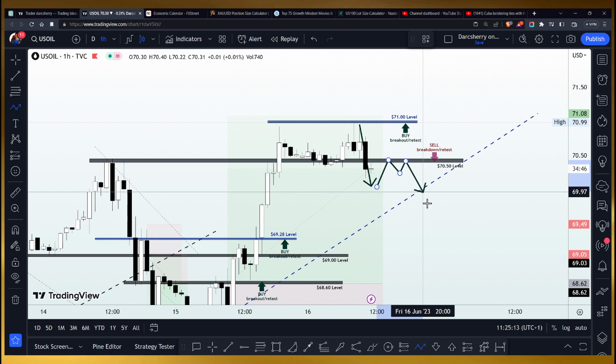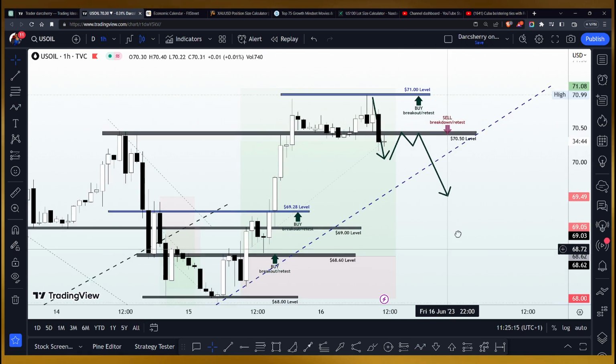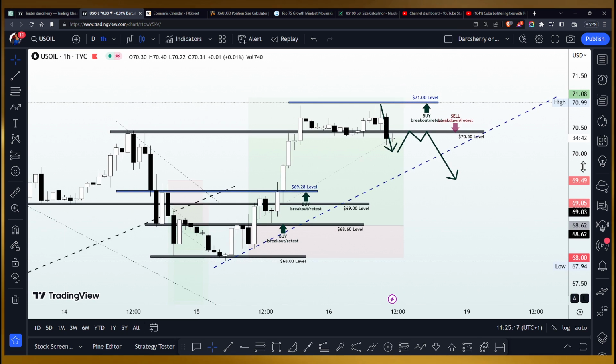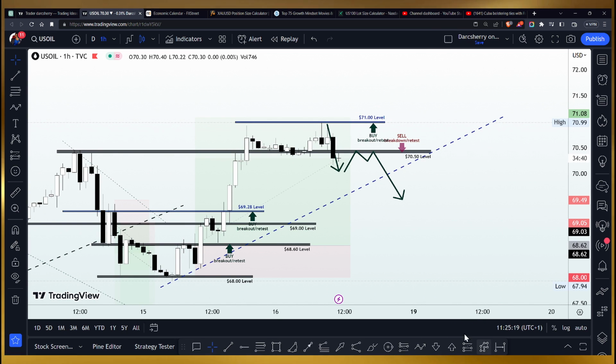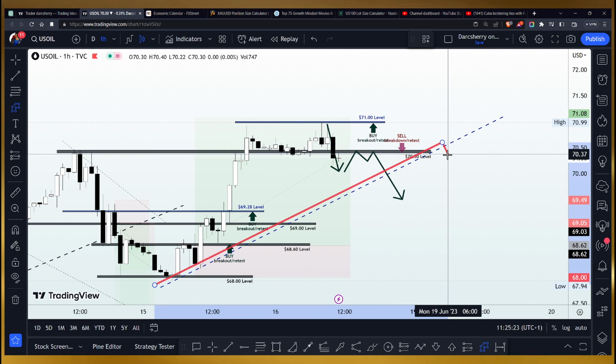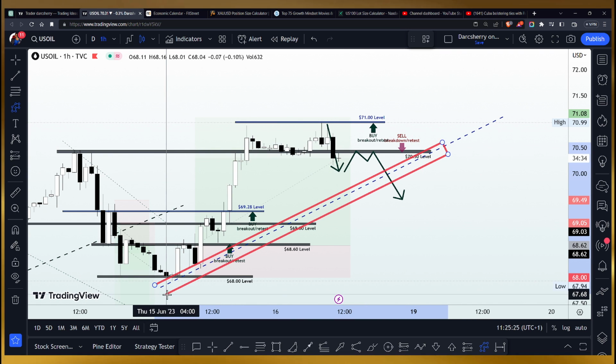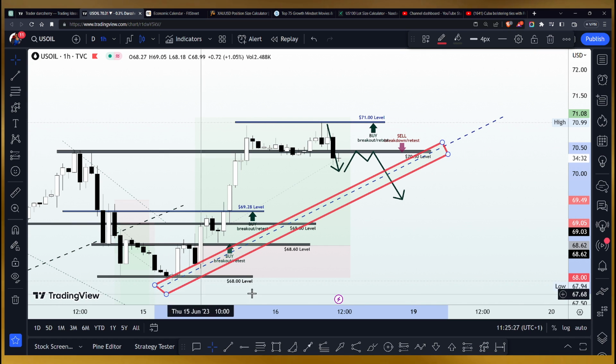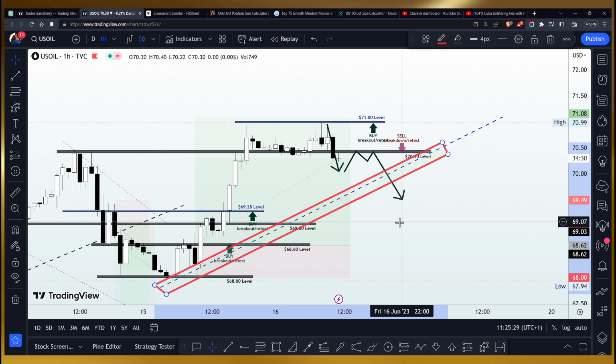And now, if price action continues in such a way that it breaks down this trend line that we identified here, then at this point, this will confirm that sellers might likely dictate the pace on the last trading day, that is today, to incite a sell-off in this market. So let's keep this in mind.